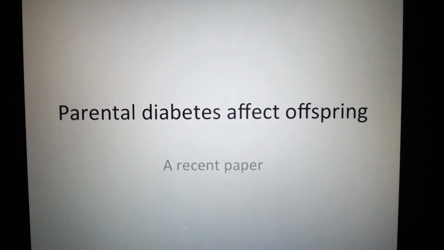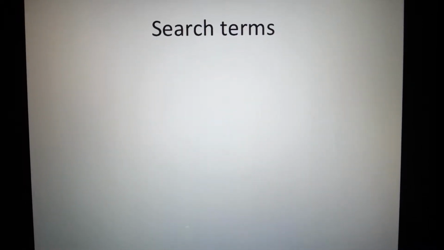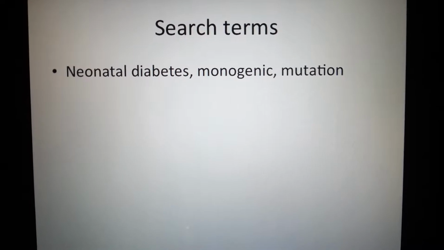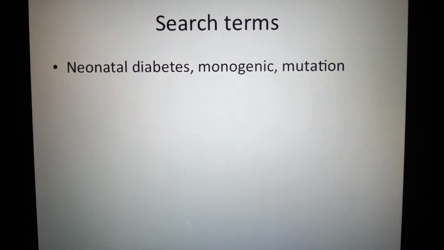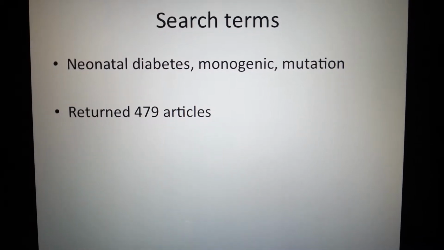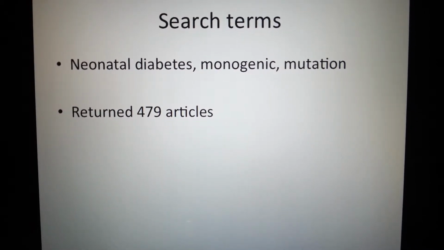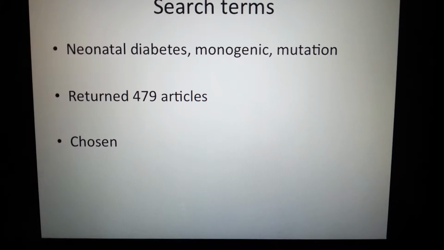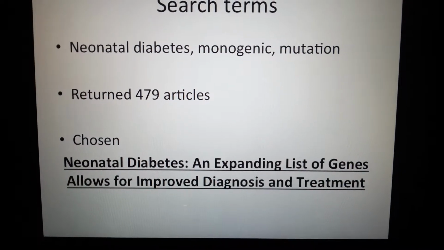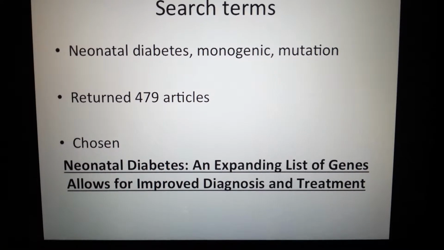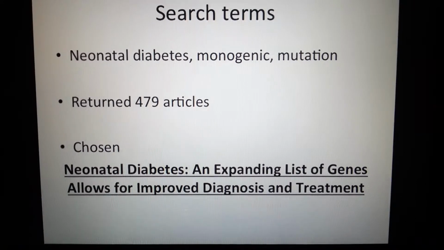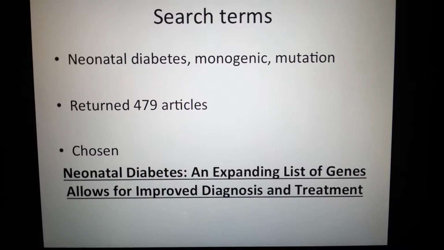Parental diabetes affect offspring. Me and Nadia both searched the terms neonatal diabetes, monogenic and mutation. We both found 479 articles. We both agreed to the article Neonatal Diabetes, an expanding list of genes, allows for improvement, diagnosis and treatment.